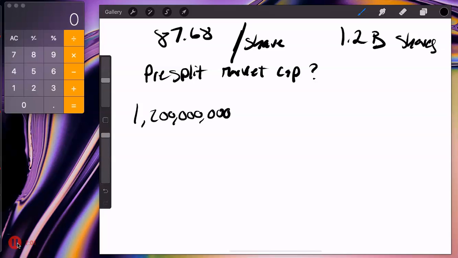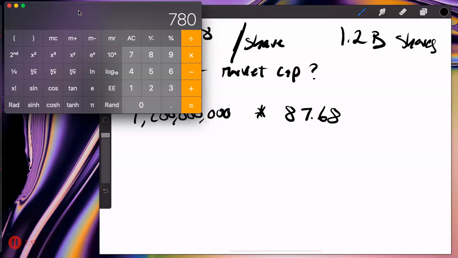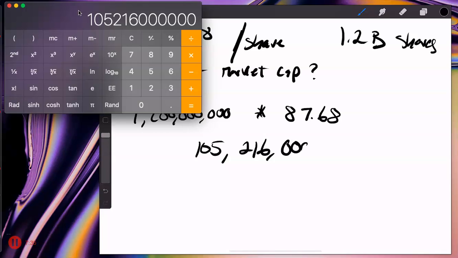Go ahead and write that out so we can see that times 87.68. Now we can try that in our calculator. I don't know that it's going to show it, so let's change the view. So we had 1.2 billion times 87.68. Huge number. We're looking at 105 billion, 216 million, and that's the pre-split market cap. That's the value, if you will, before the split.